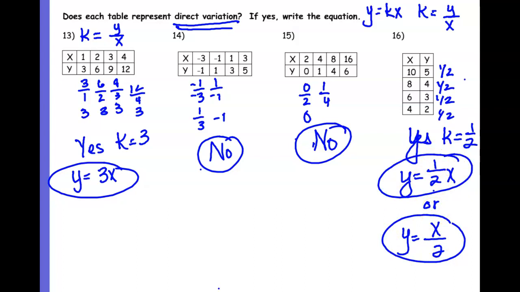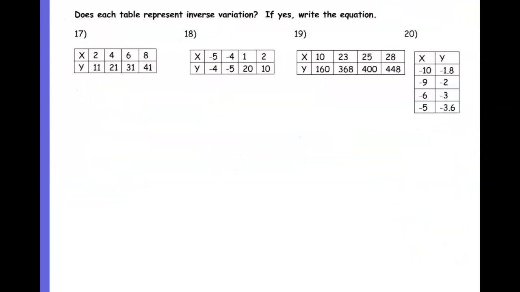All right, so now moving on to a table representing an inverse variation. Remember, inverse y is equal to k divided by x. If we solve for k, k would actually be equal to x times y. Okay, think again like a literal equation. What does that mean? It means if we take our x and our y and we multiply them together and always get the same number, then it can represent an inverse variation. So let's take our x times our y.